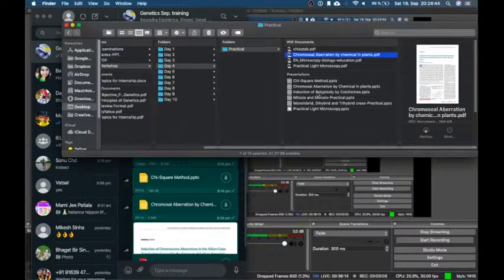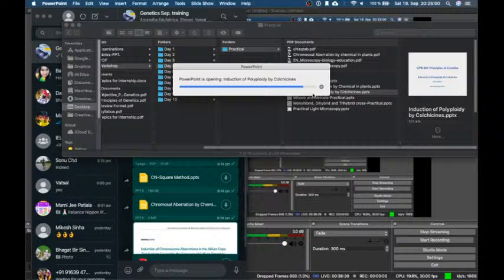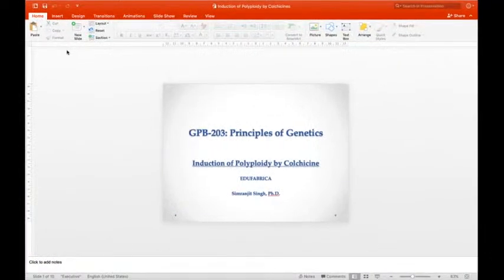So let's start with the third one. These are various small practicals that are quite important in the principles of genetics. So I thought that they should also be included today. So I'm touching them and going further.